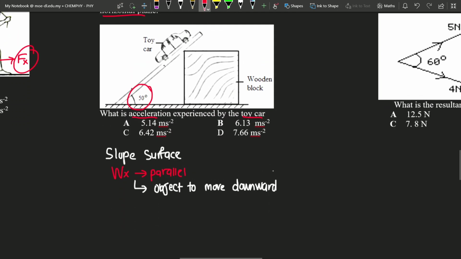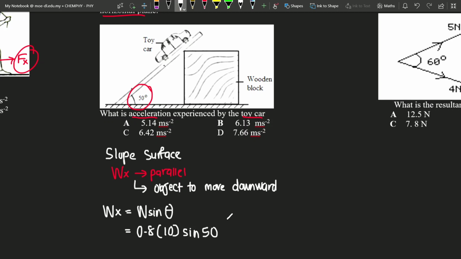So your Wx is equal to W sin theta. So W is 0.8 times 10. This is your berat, times sin theta. Your theta is 50. Therefore, you will get Wx equal to 6.13. Make sure unit is Newton. So, this 6.13, daya 6.13 Newton ni lah yang membuatkan kereta mainan turun permukaan. This is your Wx. Soalan minta pecutan, acceleration.